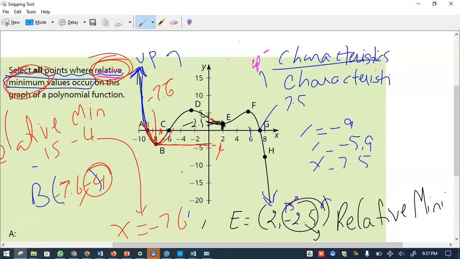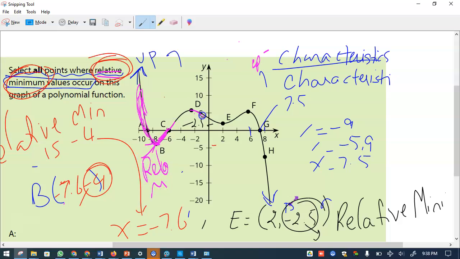A relative minimum happens whenever there is a change in the graph. So how do we know? One thing is there should be a valley. On the left side it decreases, goes down, and then there is the lowest point here, and then it increases. That's why this is called a relative minimum.